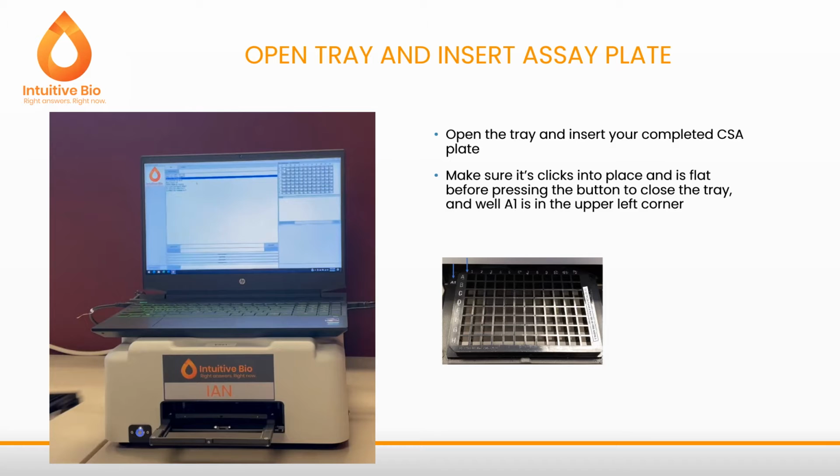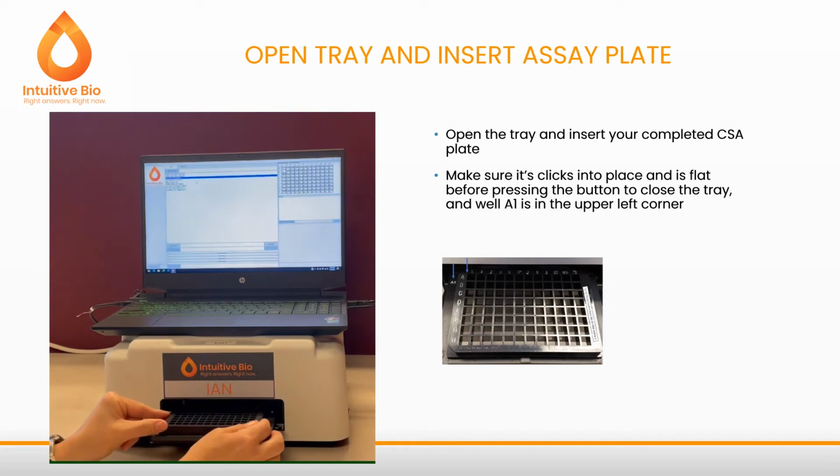Next, you'll want to open the tray and insert your completed CSA plate. Make sure it clicks into place and is flat before pressing the button to close the tray, and that well A1 is in the upper left corner as shown in the image below.